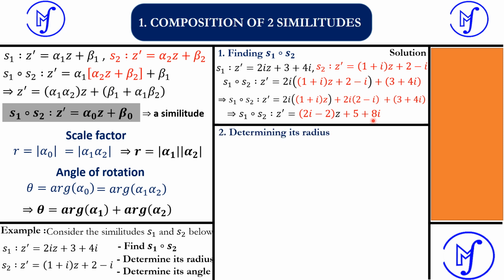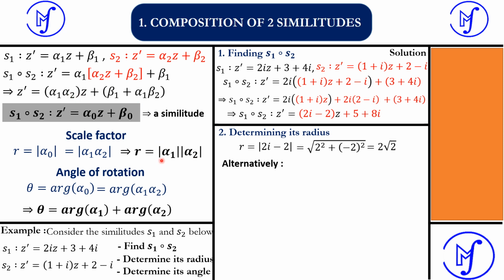Now the next thing to do is that we need to find the radius or the scale factor of our new similitude, and we know that the radius is simply the modulus of the complex number 2i minus 2, and that modulus is the square root of 2 squared plus negative 2 all squared, which simplifies to give us 2 root 2.